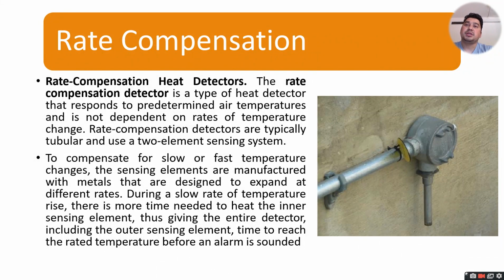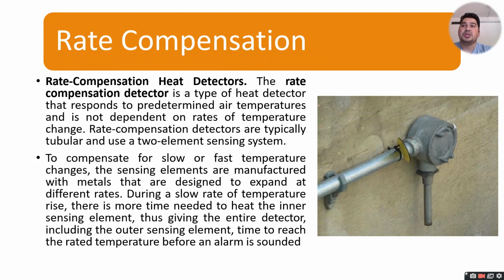Rate compensation detectors are typically tubular and use a two-element sensing system to compensate for slow or fast temperature changes. The sensing elements are manufactured with metals that are designed to expand at different rates. During a slow rate of temperature rise, more time is needed to heat the inner sensing element, thus giving the entire detector, including the outer sensing element, time to reach the rated temperature before an alarm is sounded.